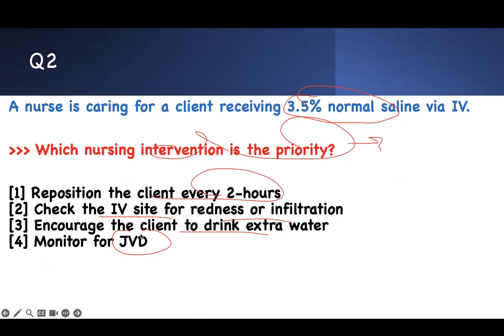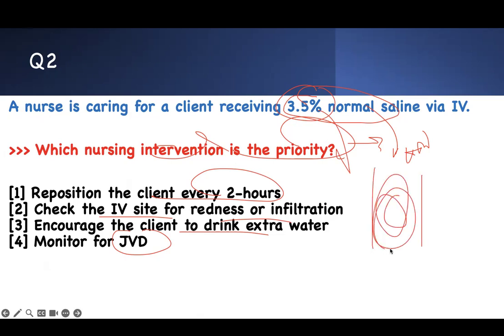I'm giving you 3% normal saline. That's a lot of sodium. If I give you too much sodium, your blood pressure is going to go up. At the same time, 3% is going to pull fluid into the intravascular system. If you pull fluid into the intravascular system, it goes to your lung, it goes to your heart, it stays in the intravascular system, you get what? Fluid overload. That's what 3% is going to do to you. Therefore, repositioning, do you think it is the most important? Do you think looking for redness at the site is important? Do you think letting them drink extra water is going to do anything for them? They're already fluid overloaded.